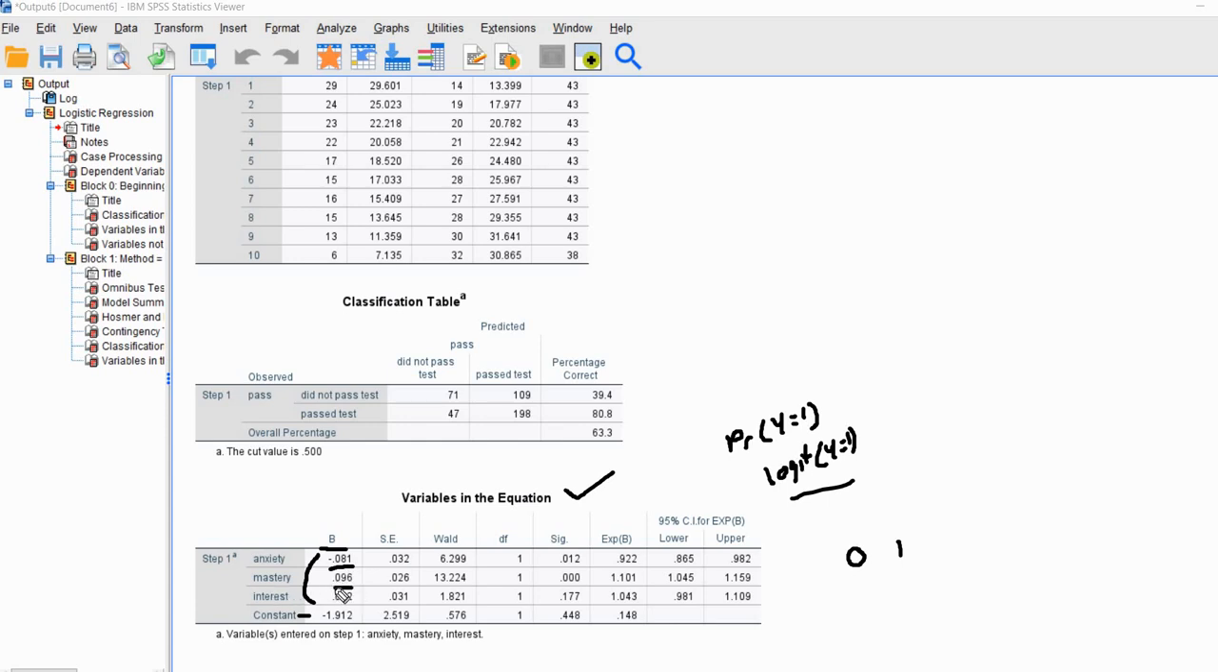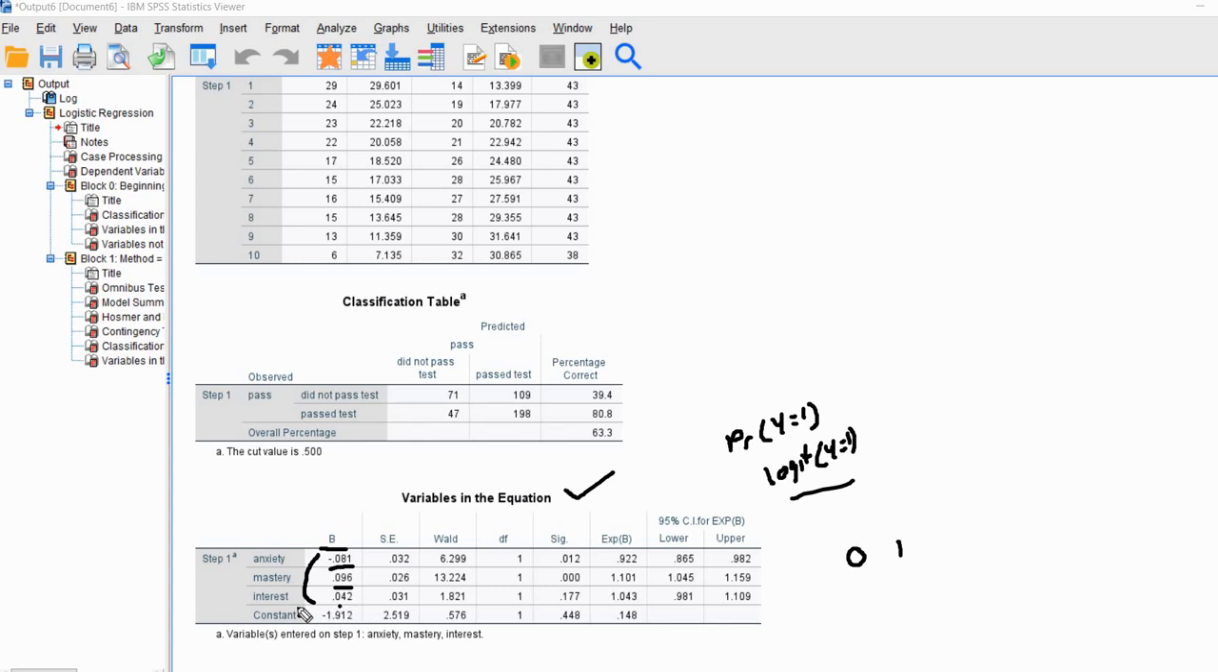With respect to the mastery predictor right here, the regression slope is 0.096, and that basically means that for every 1 unit increase on the mastery variable, there's a predicted increase in the logit of 0.096.